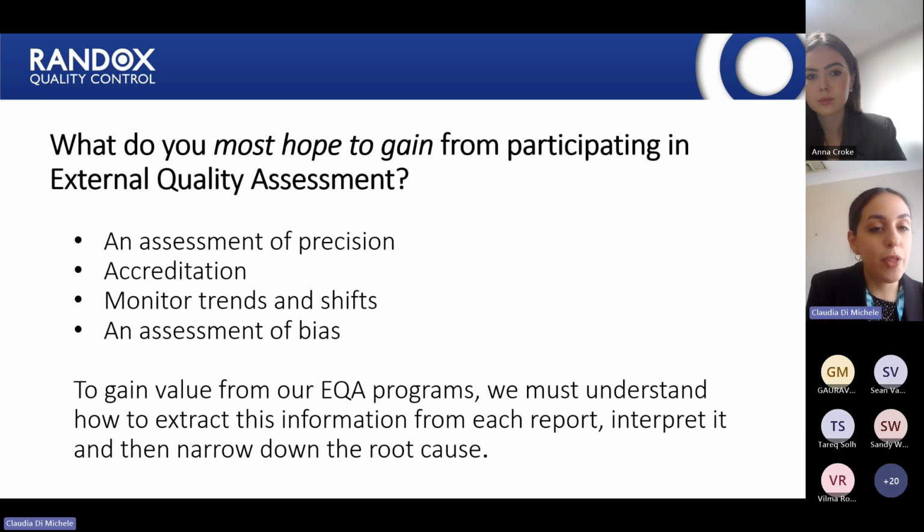Okay, so those were, I guess, the 4 options that we had in our little poll at the beginning. But to gain value from our EQA program, we must be able to understand and extract this information from each report to then interpret it and then narrow down the root cause.